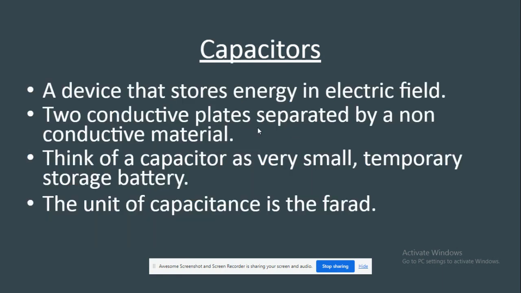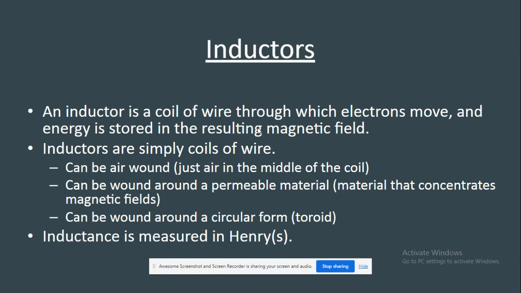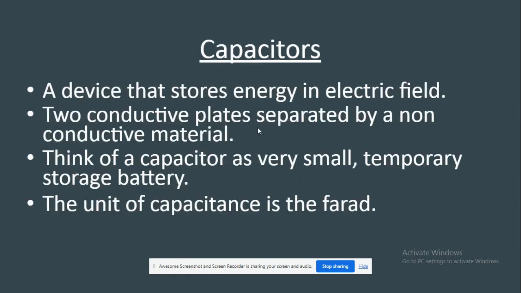Basically, the inductor stores energy in the form of a magnetic field, and a capacitor stores energy in the form of an electric field. In a capacitor we've got two conductive plates, which means plates that can conduct electricity or current through them, separated by a non-conductive material. It can be a material or just air, because air is also an insulator. We can also think of a capacitor as a very small temporary storage battery. It stores the energy in the form of an electric field temporarily, and its unit is farad.